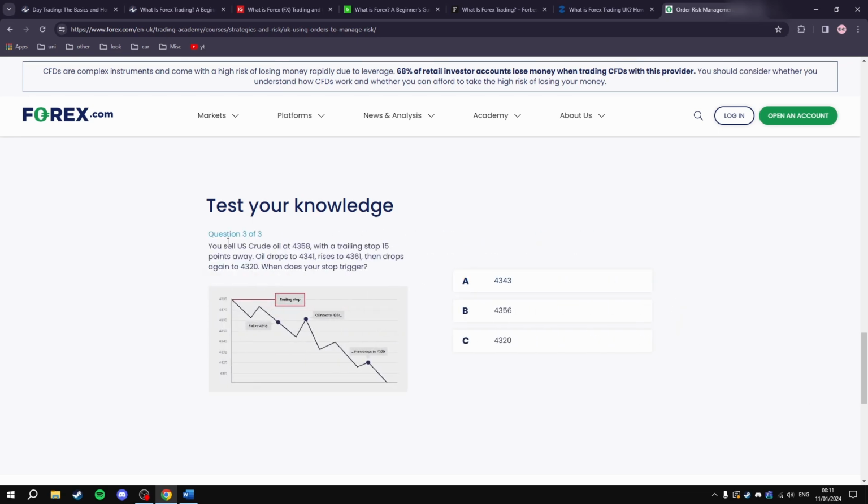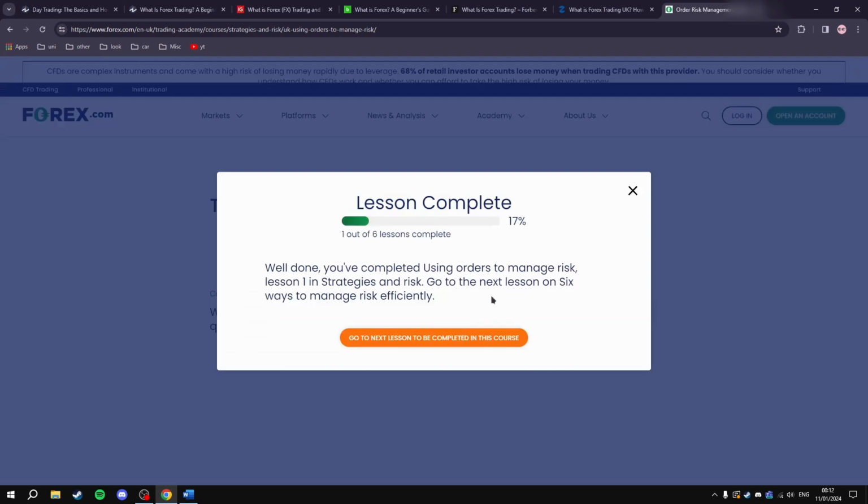You sell US crude oil at 4358 with a trailing stop 15 points away. Oil drops to 4341, rises to 4361, and then drops again to 432. When will your stop trigger? 4361, isn't it? No, it does not. 15 stops. 4361 minus 15, that is 6. That one, is it? Yep.